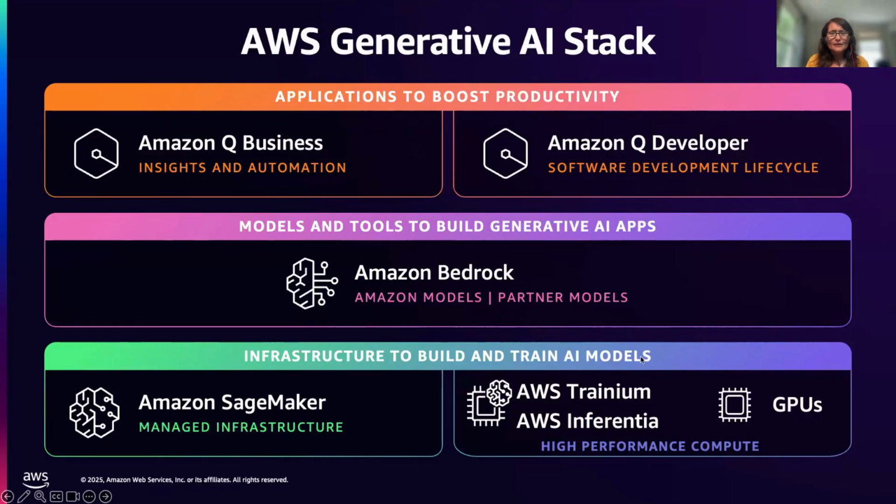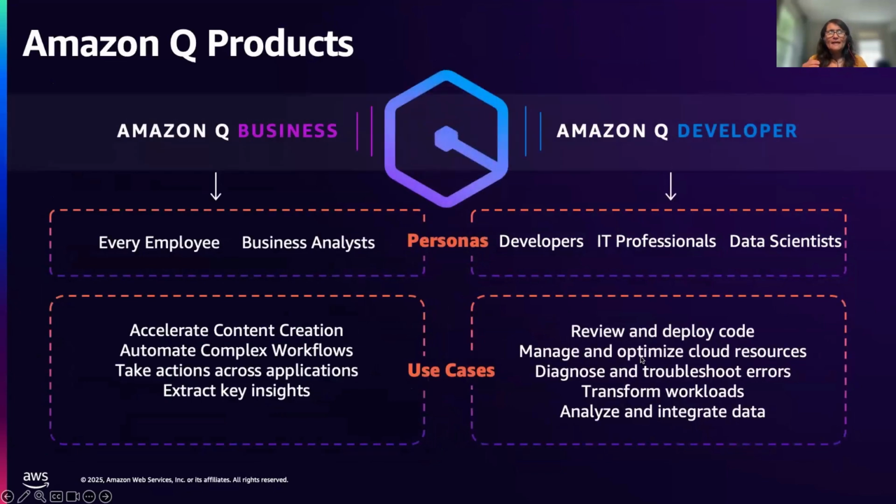So now let's dive into some of the Q products. If you think about it, we have multiple products that are tailored for different personas and different use cases. Like I just mentioned, we have Q Business. In Q Business, you can ask questions, you can ask it to provide summaries, you can generate content, and all of this is based on your enterprise data. Additionally, Q Developer can help you accelerate your software development lifecycle.